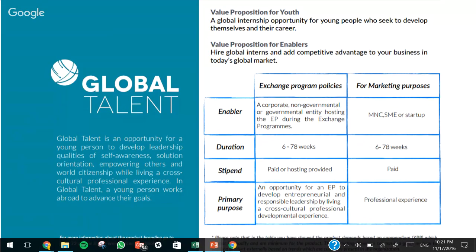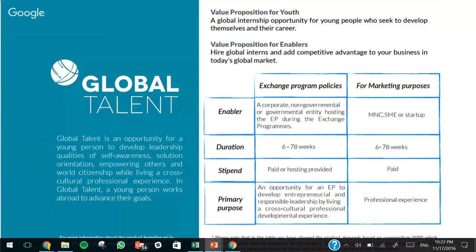As an enabler, you either work with a multinational, a really big giant company, a small or medium enterprise, or a startup, right? And you do this anywhere from 6 to 78 weeks. However, the majority of them are from 3 months to 18 months, most of them being either 3 months, 6 months, or 12 months. You are paid in this. That's the biggest thing about this program. This is the only one that ensures that you actually get a salary, a stipend, for doing this. The whole purpose is having a professional experience so you can develop hard and soft skills, come back to Mexico, and start implementing what you learned to make this country better. So this is Global Talent in a nutshell, right?